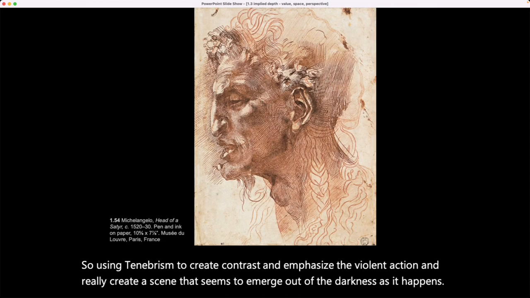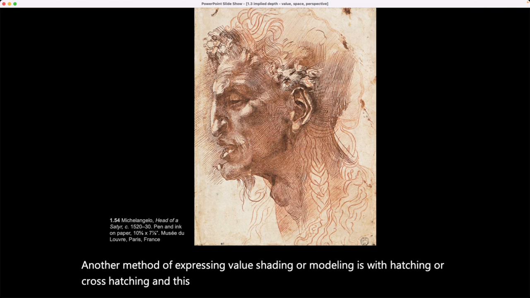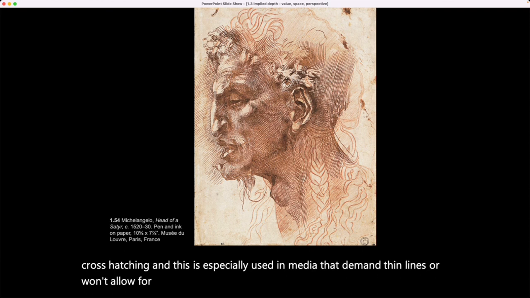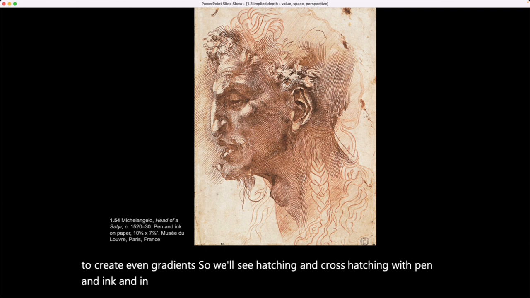Another method of expressing value, shading, or modeling is with hatching or cross-hatching. And this is especially used in media that demand thin lines or won't allow for much line width variation, or mediums that don't readily blend to create even gradients. So we'll see hatching and cross-hatching with pen and ink and in printmaking a lot. So hatching consists of series of lines that are placed close to and parallel to each other.